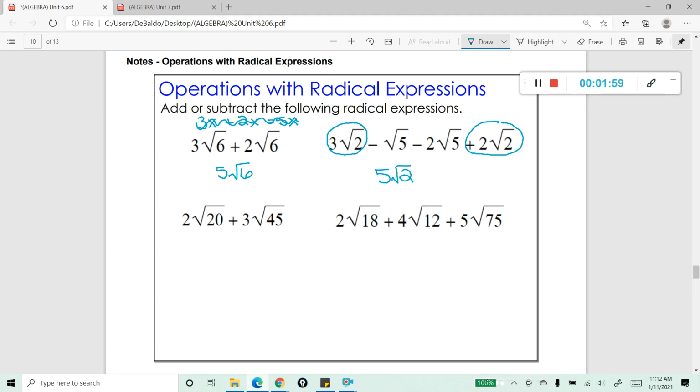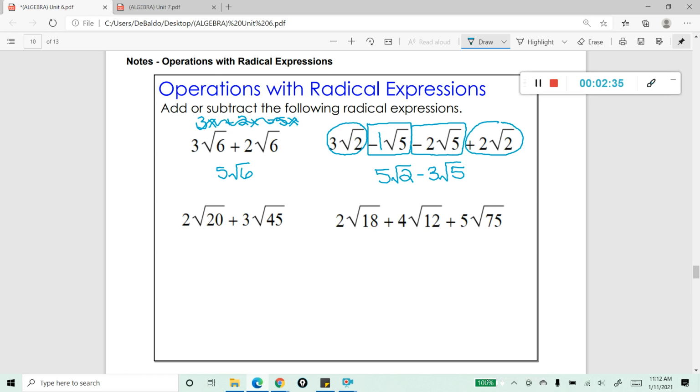Then what we can do is look for any other radicals that are the same. So in this case, you can see we have negative 1 root 5. Don't forget about that imaginary negative 1 there. And then we also have negative 2 root 5. Because they're the same, we can take those coefficients and subtract them. So negative 1 minus 2 is going to give us negative 3, and we're going to leave root 5 exactly the same. Now that we've used all of the pieces in the expression, we're done.